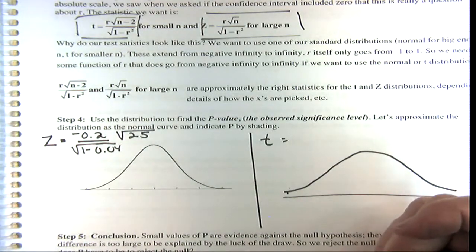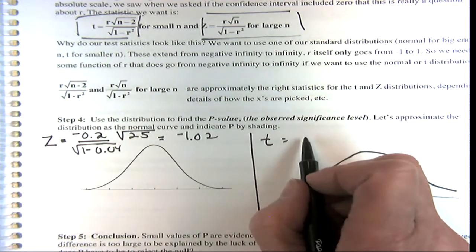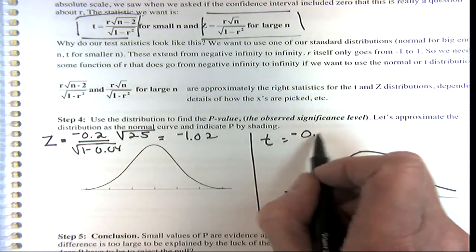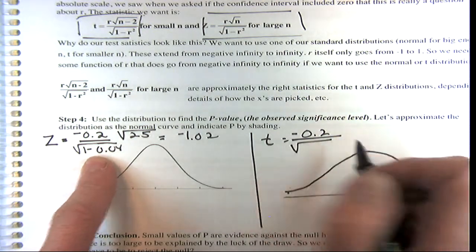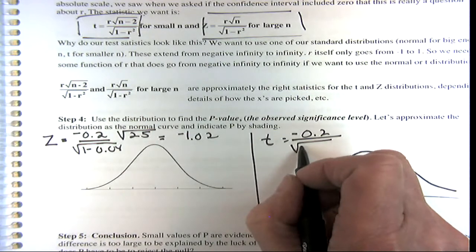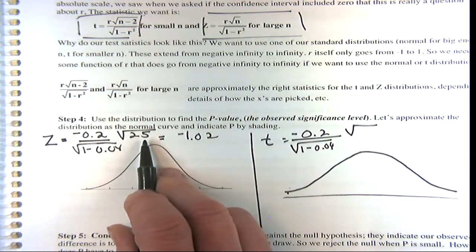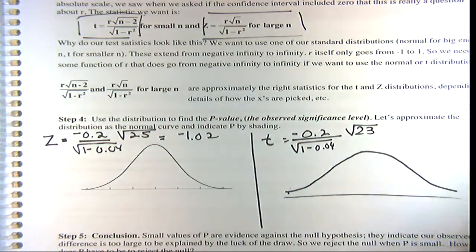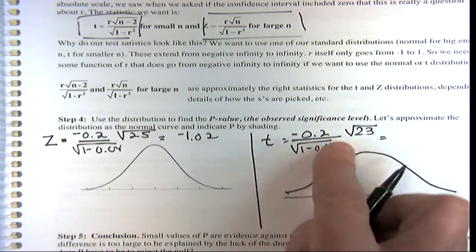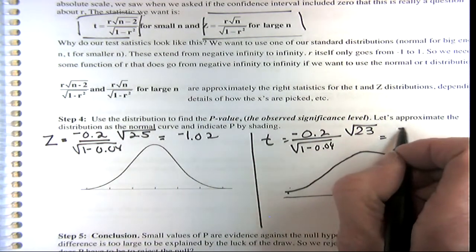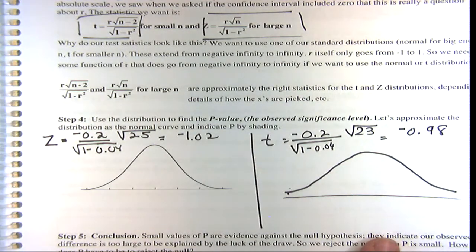All right, now the t, so let's do this. And I did it and I got negative 1.02. And now we're going to do this one. And this is the same exact r over 1 minus r squared. But now instead of the square root of n, it is the square root of n minus 2. And so, of course, this one is smaller. The t statistic is smaller in absolute value. All right, so we've got those two.